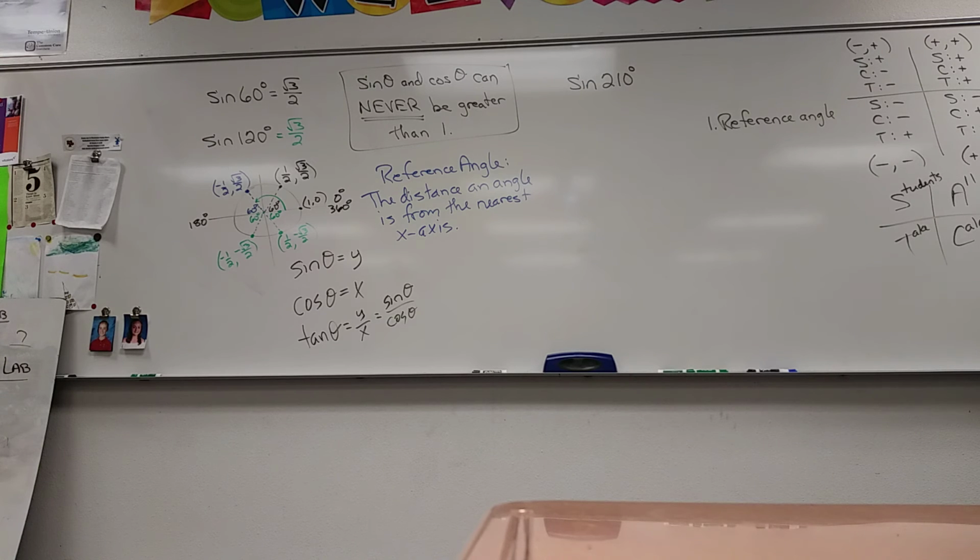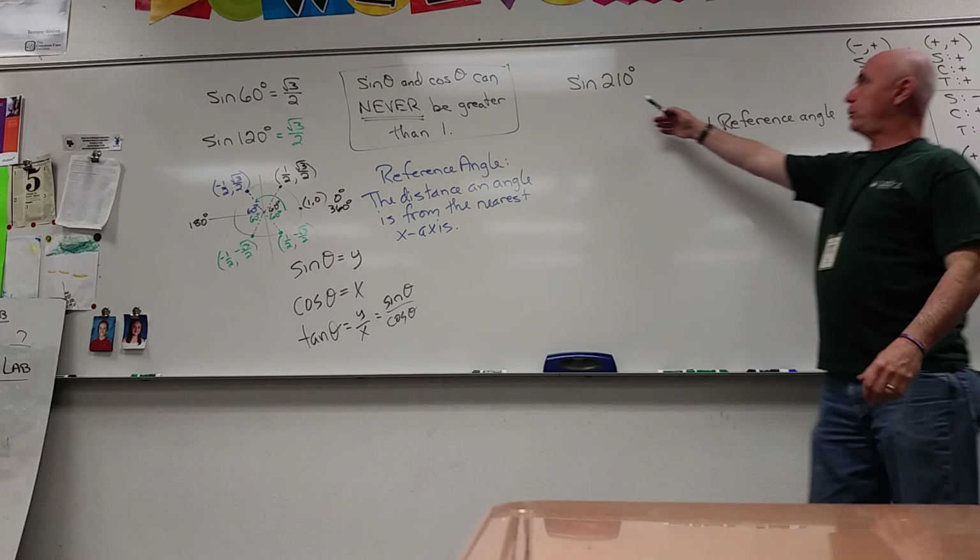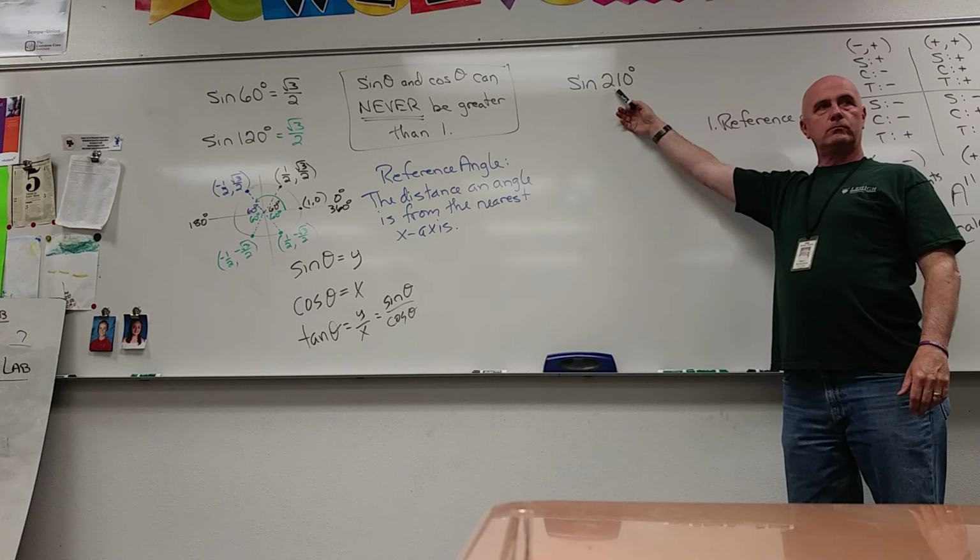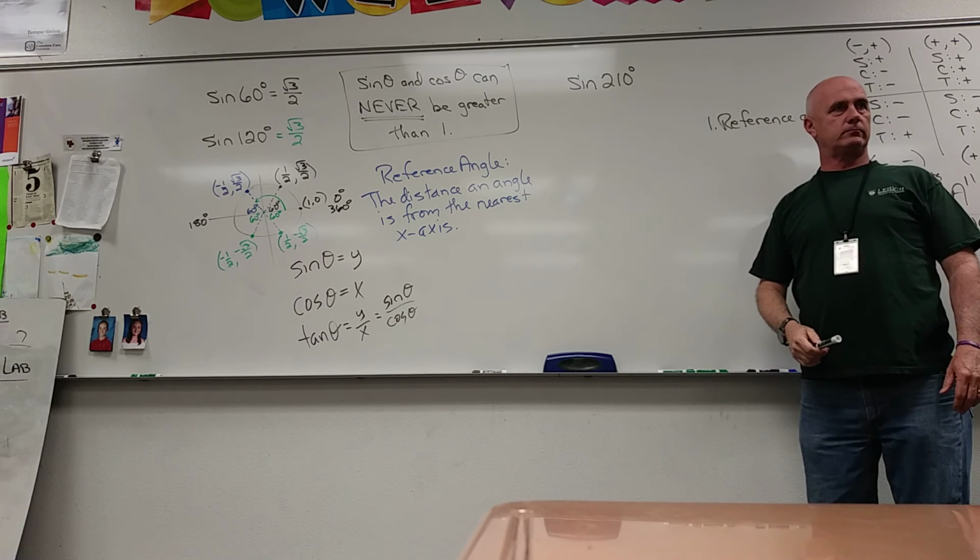You just said that it can't. Okay. Where do we get this reference? Remember what a reference angle is. It's the distance to the nearest x-axis. So where are we going from 210? 360. We're going to 180. How far is it? Okay. 30 degrees. That's our reference angle.